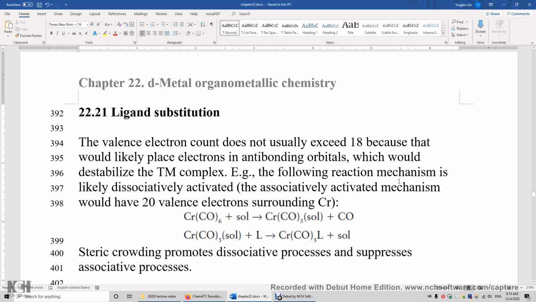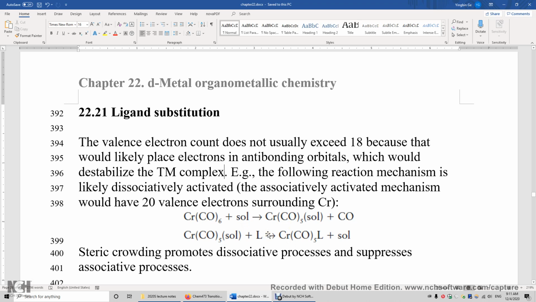Section 22.21 Ligand Substitution. The valence electron count does not usually exceed 18 because that would likely place electrons in the antibonding orbitals, and this would destabilize the transition metal complex. For example, in this reaction mechanism, we use this entering ligand L to replace one of the 6 carbonyl ligands, and this mechanism is likely dissociatively activated.